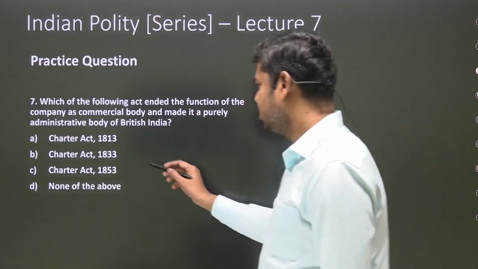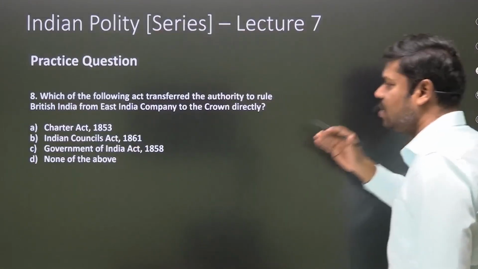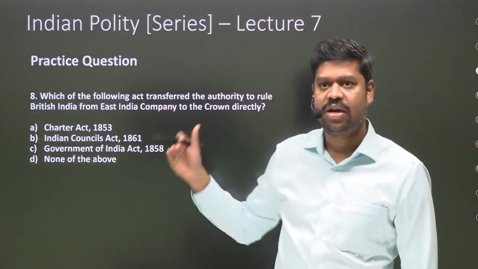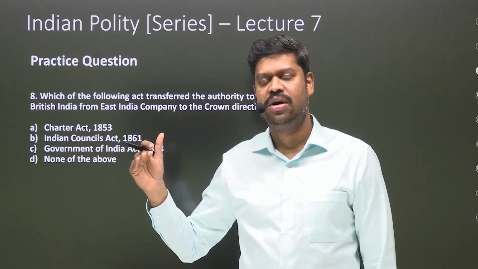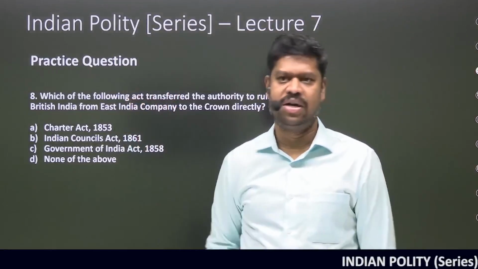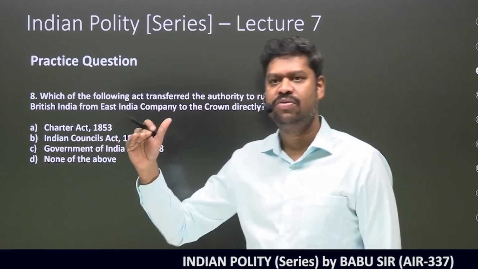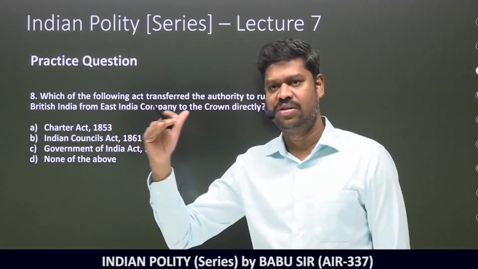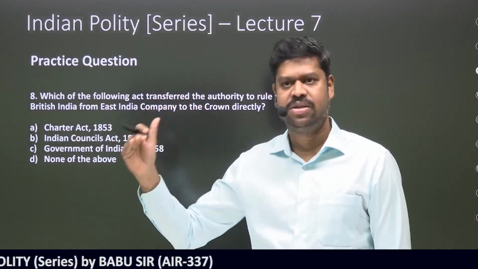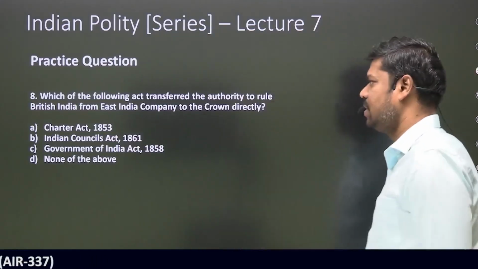So the answer here is the Charter Act of 1833. And the Charter Act of 1833 is significant for a number of reasons. It is also the point where the zenith or the pinnacle of centralization happened during the company rule. It is the Charter Act of 1833 which designated the Governor General of Bengal as the Governor General of India. And Lord William Bentinck was the first Governor General of India. So all these things may be asked in the prelims examination.